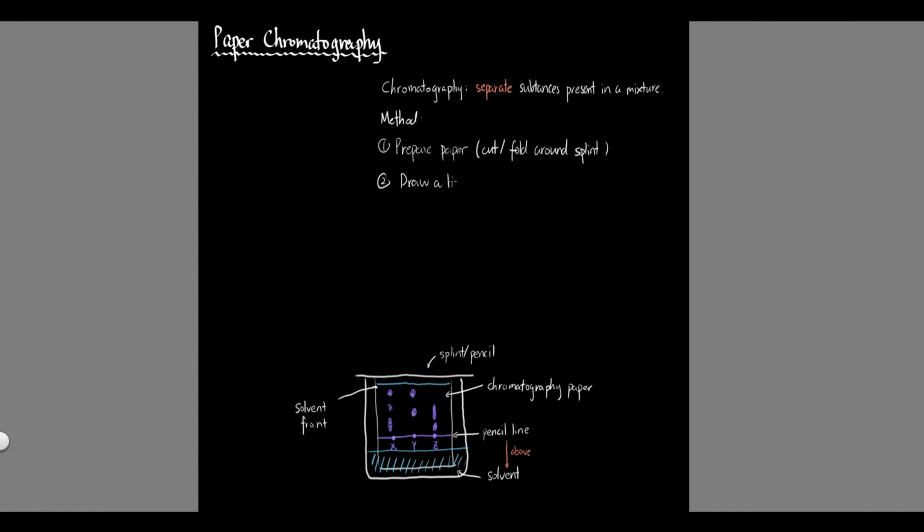So draw a line on the paper, roughly about 2 centimeters from the bottom is enough, but depending on the size of the paper. And you would place ink spots. These ink spots you have to put exactly on the pencil line. Maybe you would use a thin glass tube.